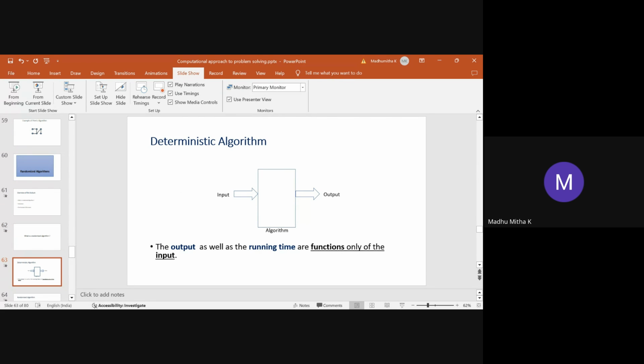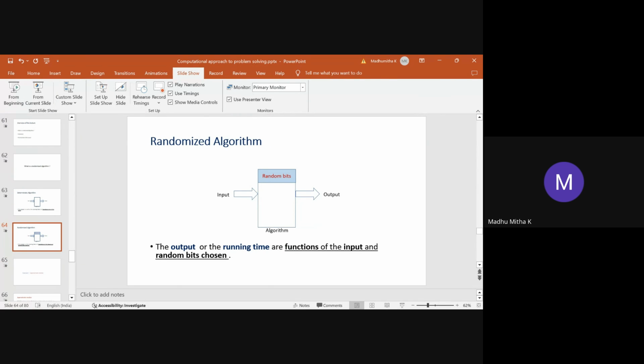So how does a deterministic algorithm look? You give the input, you apply some algorithm, and you get the output. This is what happens in all algorithms. Here the running time is determined only by the function and the input. So all the inputs are given, and the running time of the function is set. When such an algorithm is executed, it becomes a deterministic algorithm.